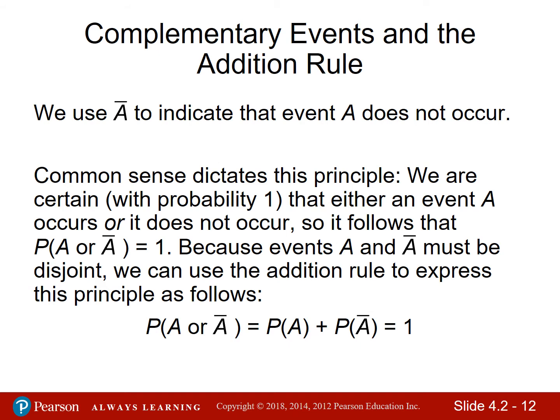As we talked about on 4-1, A and its complement must be disjoint. So that's why P of A or A bar will be just P of A plus P of A bar. We don't need to subtract P of A and A bar because they are disjoint, because that would be 0. So there's no overlap.